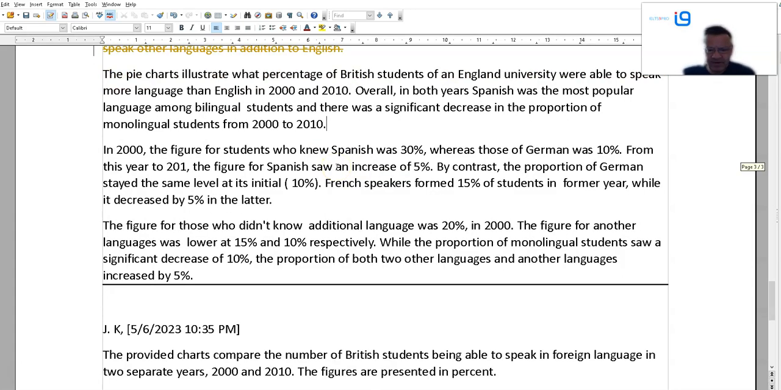Anyway, in 2000, Spanish was 30%, German was 10%. So what, are you making the claim that this is the biggest and that's the smallest? So why would you put Spanish and German unless you're going to say this is the biggest, this is the smallest?